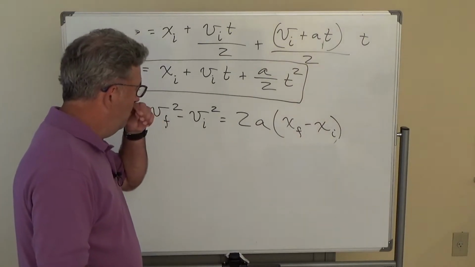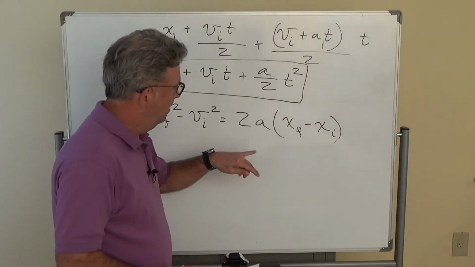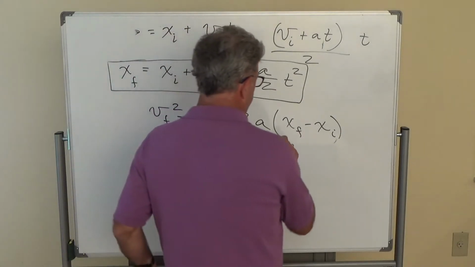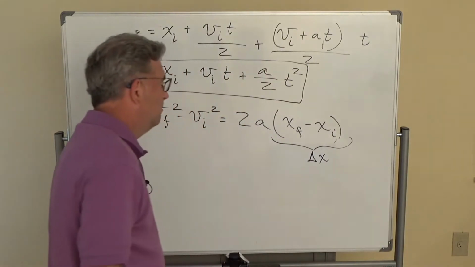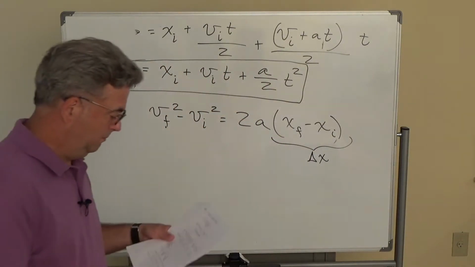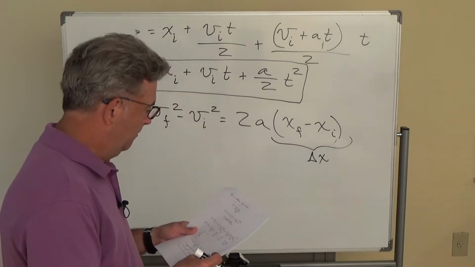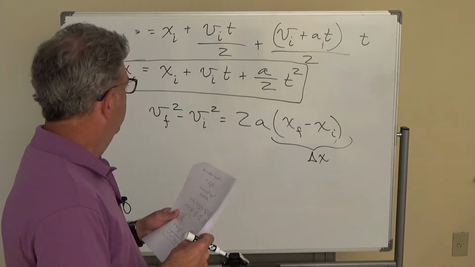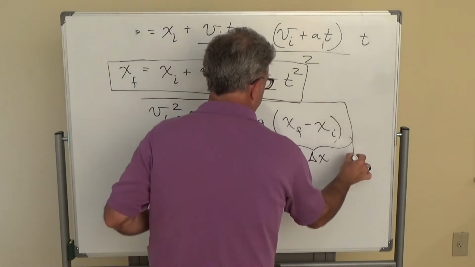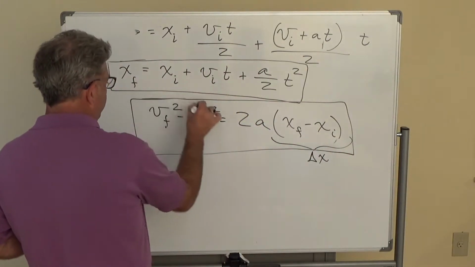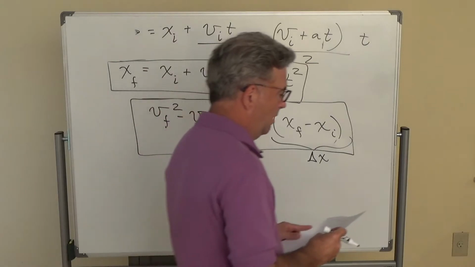Now, this is just simply the displacement. This is delta x. Okay? So we have this. I'll put a box around this. We have this equation. These are all on the equation sheet. Okay?